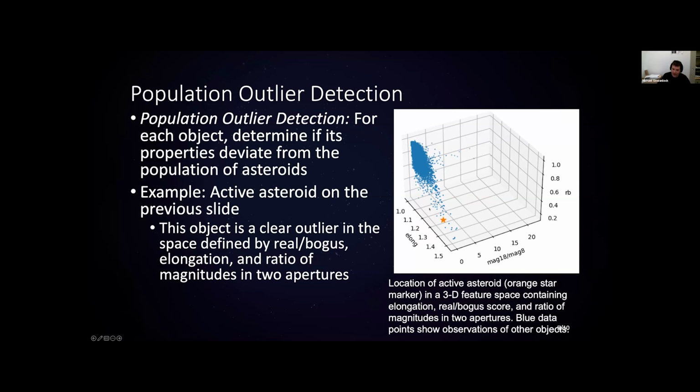And these blue points are a bunch of other observations of other asteroids. So we would say, in terms of these properties, this asteroid is an outlier because it deviates from the rest of the population of observations. That's one of the types of outlier detection that we're investigating with SNAPS.